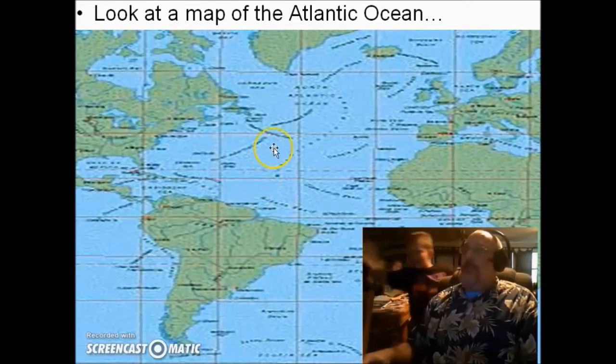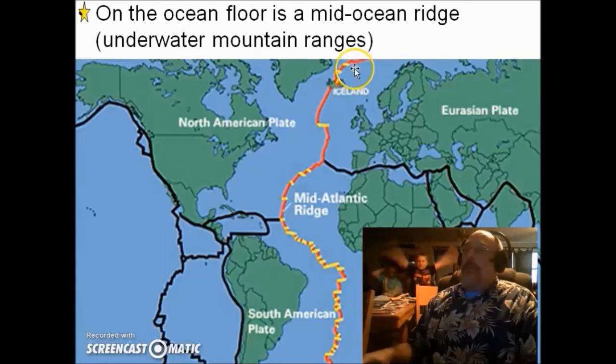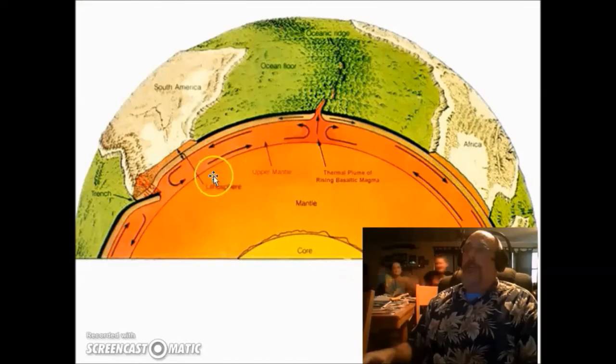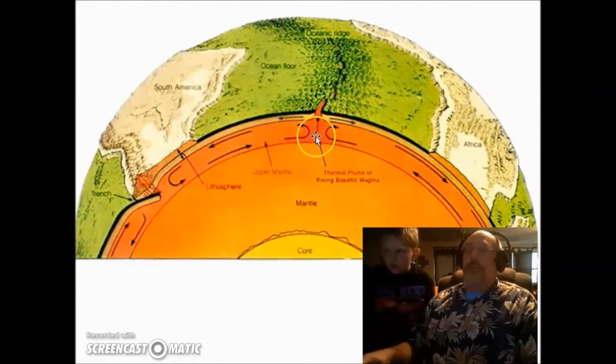A good place to start is to look at the map of the Atlantic Ocean. Here's the Atlantic Ocean, here's the United States, Europe, hopefully. One of the neat things about the Atlantic Ocean is that right down through the middle of it is what's called the Mid-Atlantic Ridge, and there is a lot going on there. Here's a diagram that gives you a little bit of an idea of what's happening. In our first lecture, we talked about the different layers of the Earth. We talked about having a core, the liquid mantle, and the crust. In certain places, the crust is broken, and that would be one of the plates.